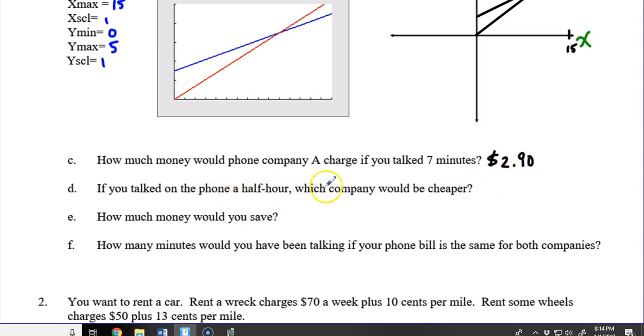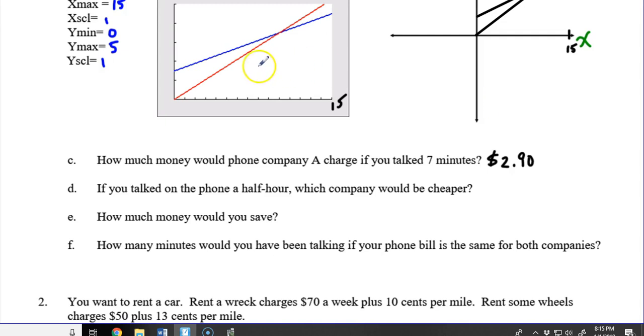If you talk for half an hour, what company would be cheaper? Just looking at the graph, you should be able to figure that out, right? This is company A, blue. This is company B, red. And we're only seeing 15 minutes. If we were to go out to 30 minutes, which would be out here, which do you think would be the less amount of money? Play the recording when you've thought about it.